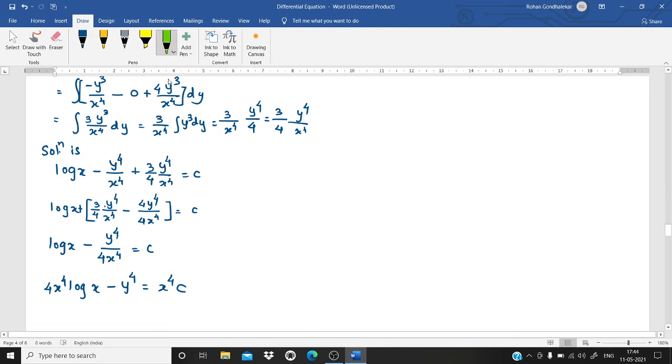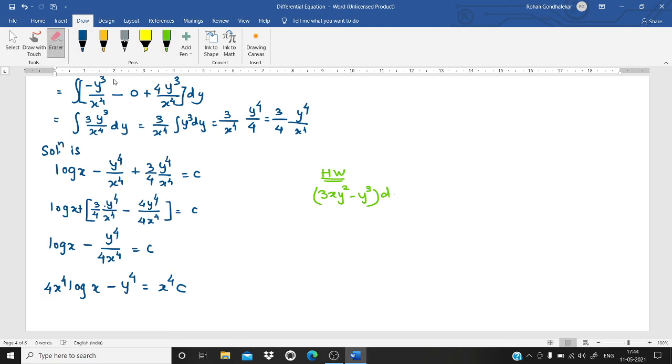I expect you to solve and post your answer on the Google Classroom format. So the question for homework is 3x y square minus y cube into dy, into dx, minus 2x square y minus xy square into dy equals to 0. Fine. So this problem you need to solve as a homework.